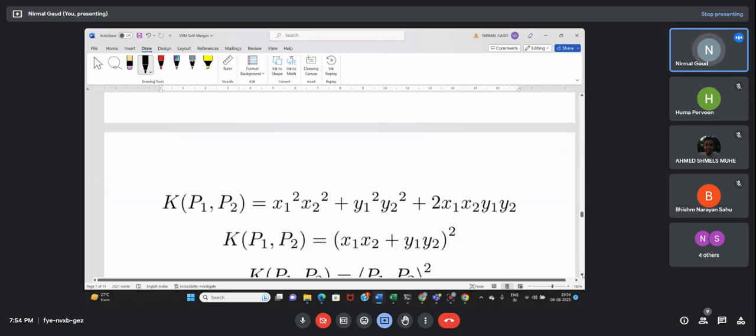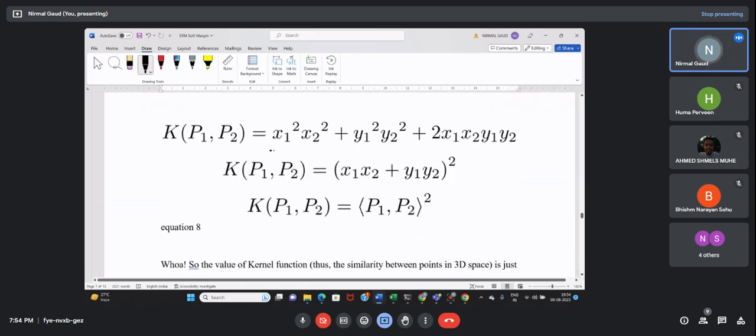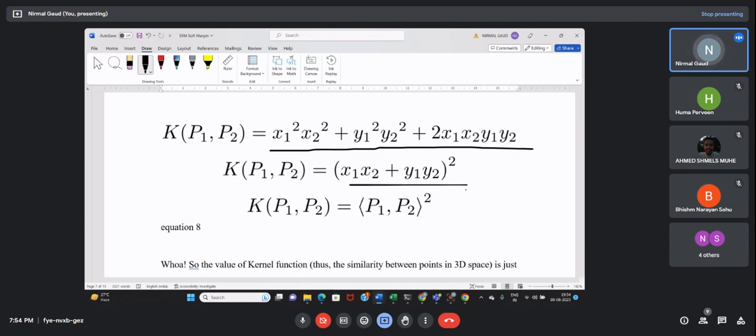They are saying, okay, let us reconsider. This is our equation: x1 square, x2 square, y1 square, y2 square, 2 x1 x2 y1 y2. And then they generalize it. Like a square plus b square plus 2ab, I guess. And this is the formula: (a plus b) whole square. Am I right?